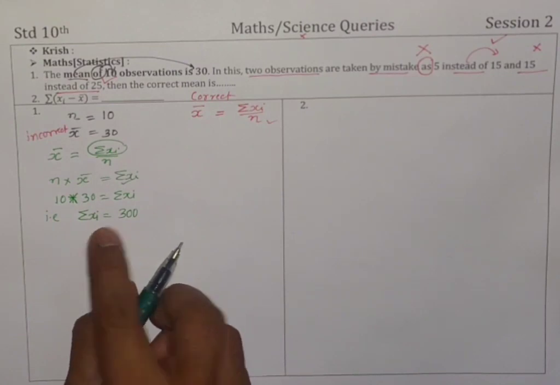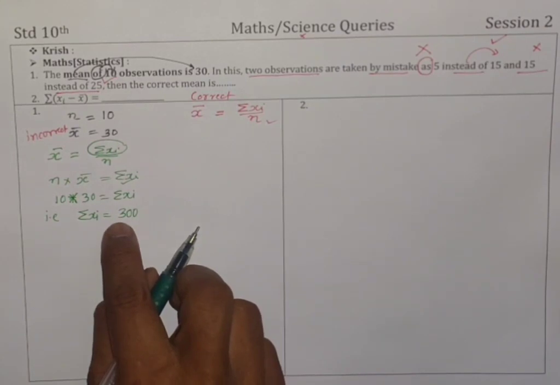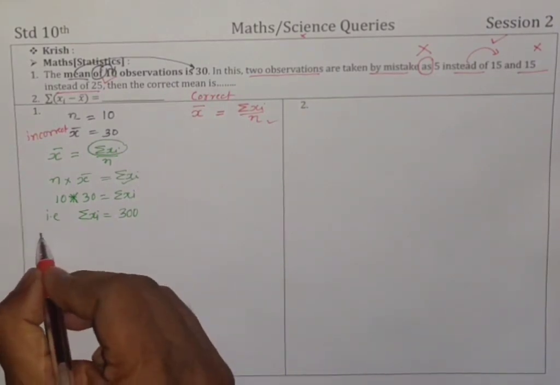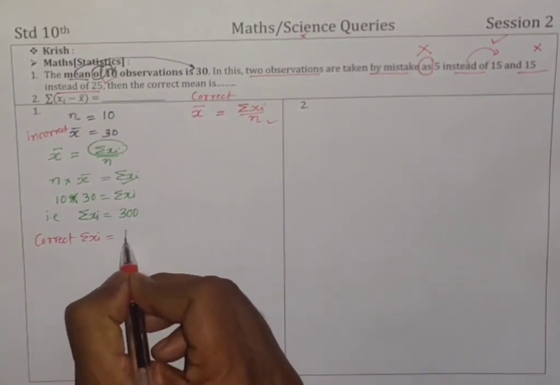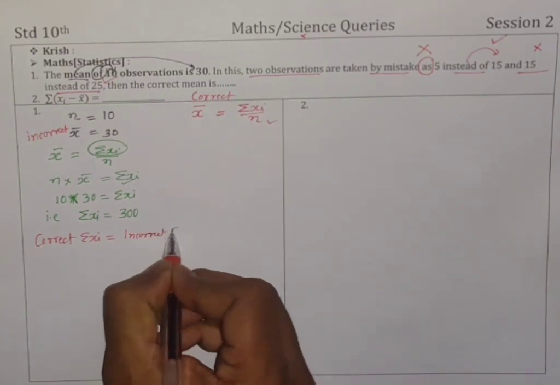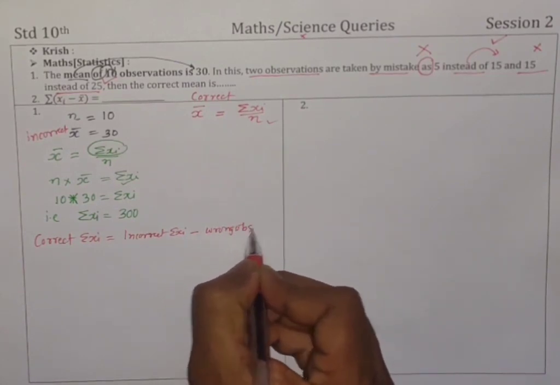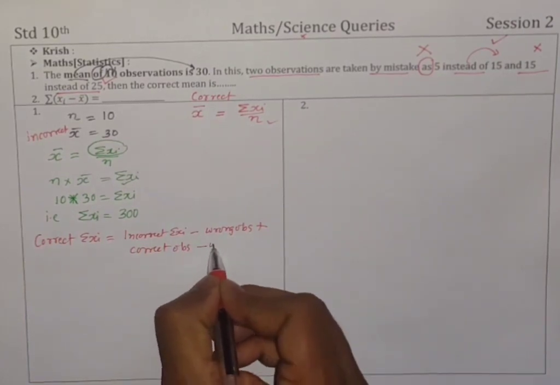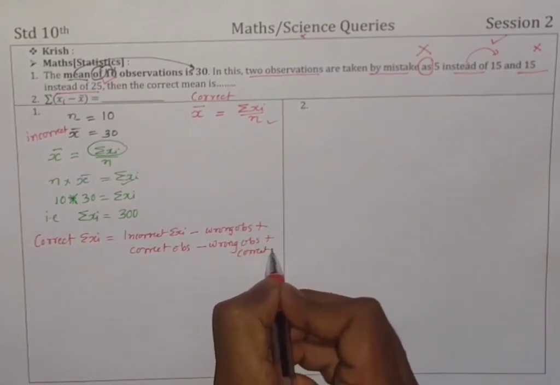But you know this sum of observations, the sum of these 10 observations, is wrong. This is incorrect. Why is it incorrect? Because 2 observations are wrongly taken. So now I can give the title like this: correct sigma xi. Correct sigma xi is incorrect sigma xi minus wrong observation plus correct observation. Another observation is also there. So minus wrong observation plus correct observation.